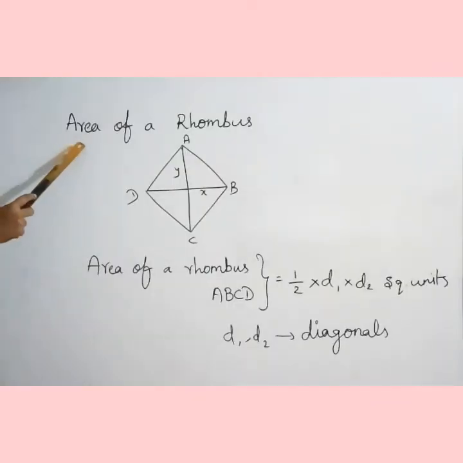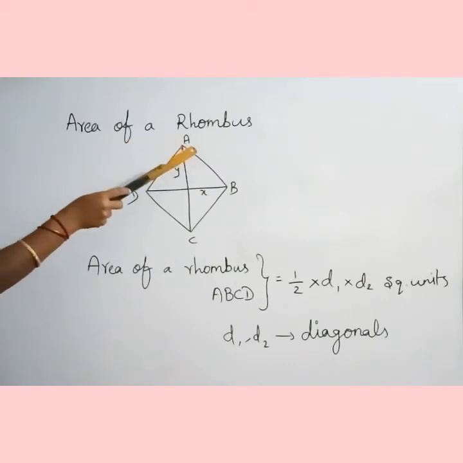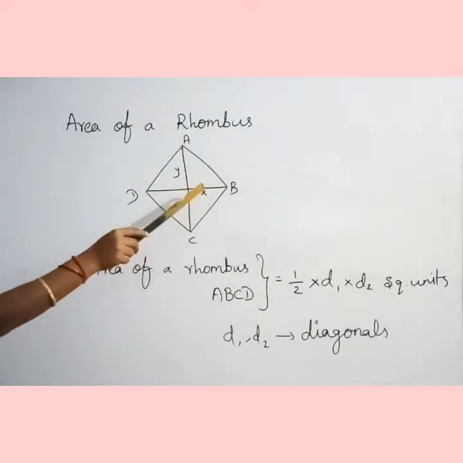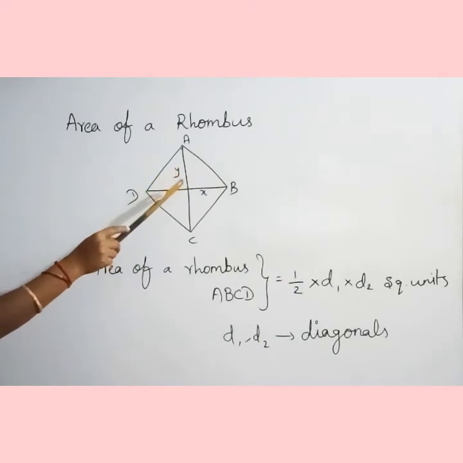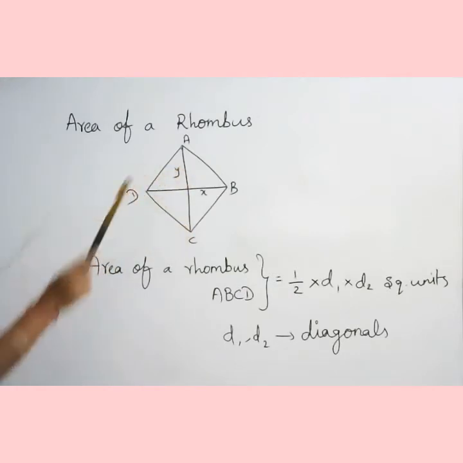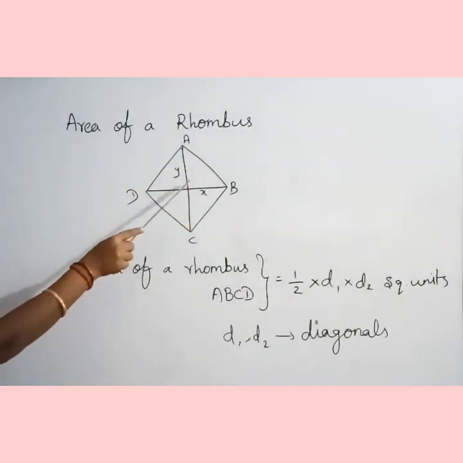Next one, area of a rhombus. A rhombus is a special type of quadrilateral whose diagonals are perpendicular bisectors of each other. These two diagonals are perpendicular bisectors of each other. See, listen, this is a 90-degree angle.